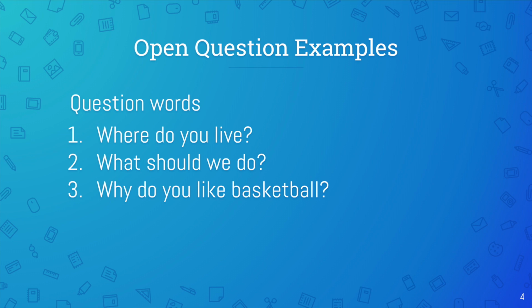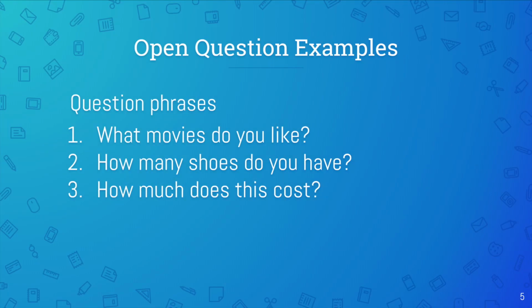For number three, why do you like basketball? We have a second noun at the end of the sentence, basketball. This is the object of the sentence. If you don't know about subject and object, go back and watch my video about sentence structure in English. So these were some examples with question words. Here are a few examples with question phrases.